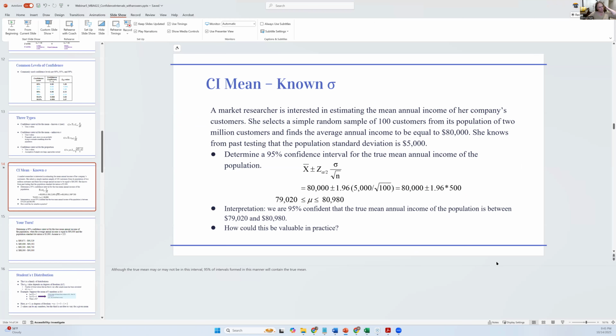Okay? So you are 95% confident that the true mean of the population is between 79,020 and 80,980. Think about how you're trying to estimate the mean annual income. You've just saved a lot of time by only sampling 100 of your customers.